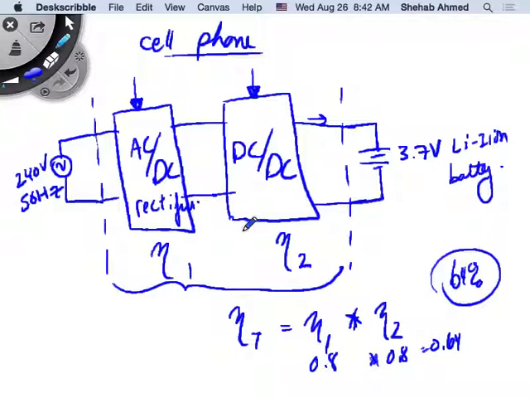Professor, in this design, how about we have a step-down transformer to begin with that converts the AC to AC and steps it down, and then we have another system that converts the AC to DC? Sure, you can do that. There are multiple designs for this, right?